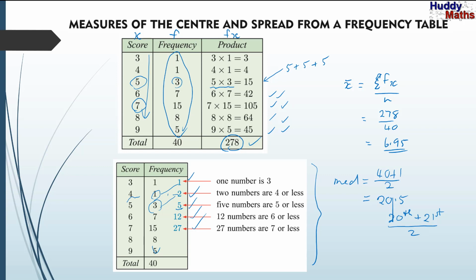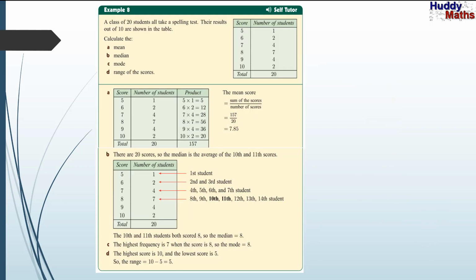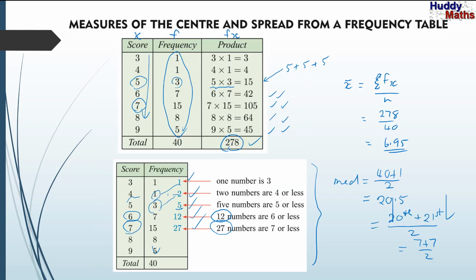Okay, so halfway between the 20th and the 21st. Well, where are they? There's 12 numbers up to the end of 6. There's the score. So the next 15 up to the 27th score are all 7s. So these two are both 7s. 7 plus 7 on 2, so the answer is 7. Okay, so they're both 7s, so the answer is one of those 7s, if you like.